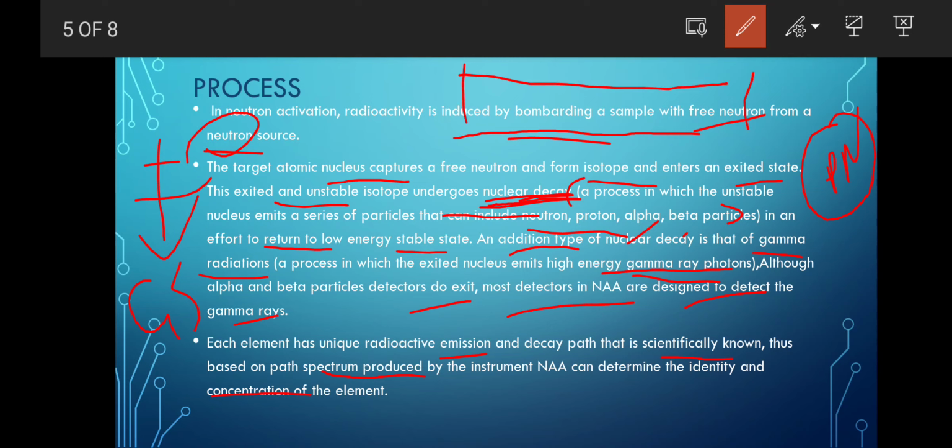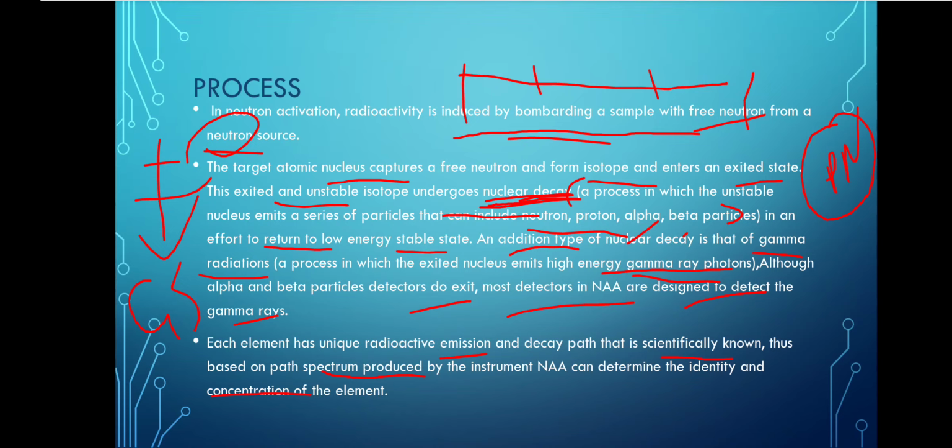Yes, there will be a spectrum, right? In the last class we learned the electromagnetic spectrum, where we saw the visible region, the IR, UV, right? Especially here also there is a spectrum, and based on that we can identify what type of element it is.